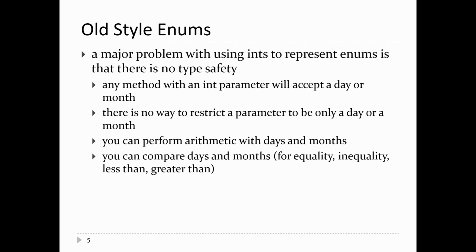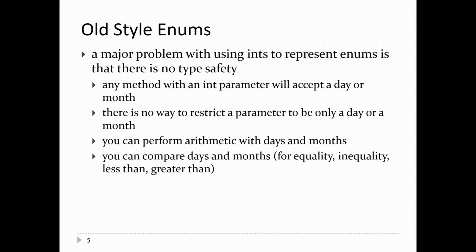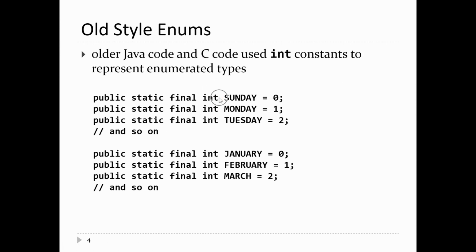So a big problem with using ints to represent these enumerated types is that there's no what's called type safety. Basically we're using an int here to simulate a type. But all of these different types, the days of the week, the months, and so on, they're all just ints. So any method that takes an int will also accept a day or a month or whatever other enumerated type you're creating. There's no way to write a method that only takes in a day or only takes in a month. It has to take in an int. So that's no good.